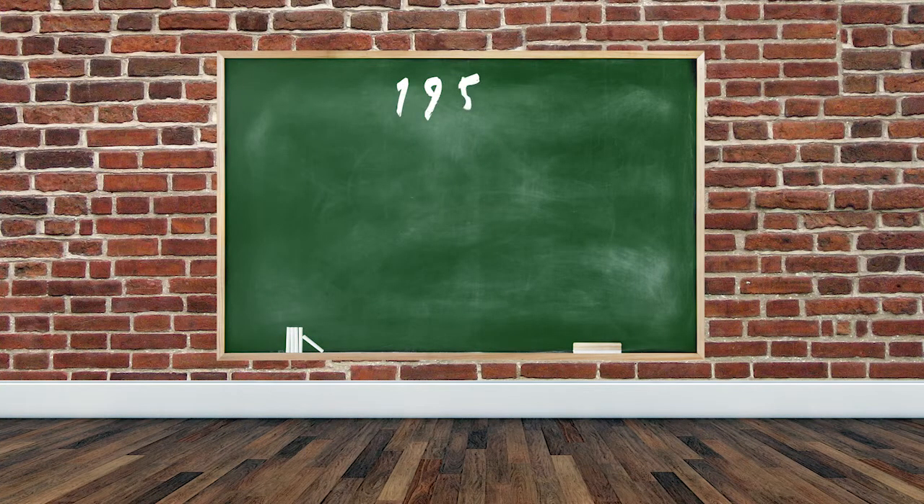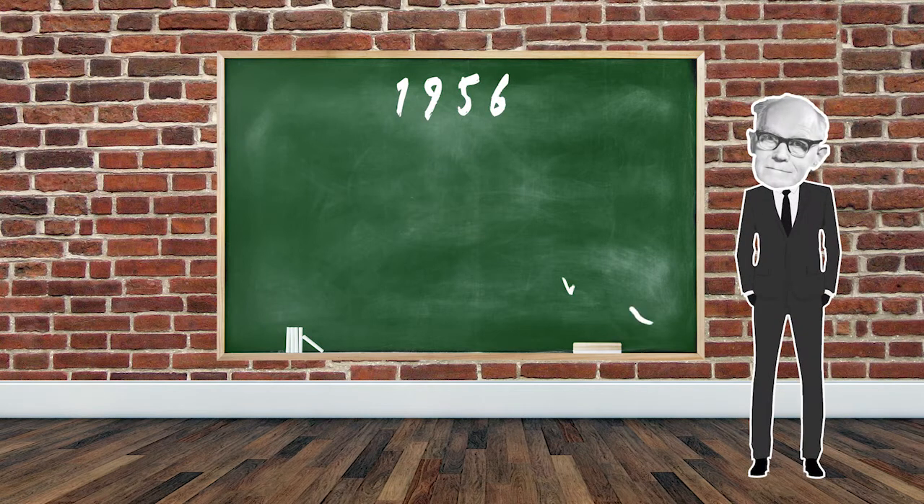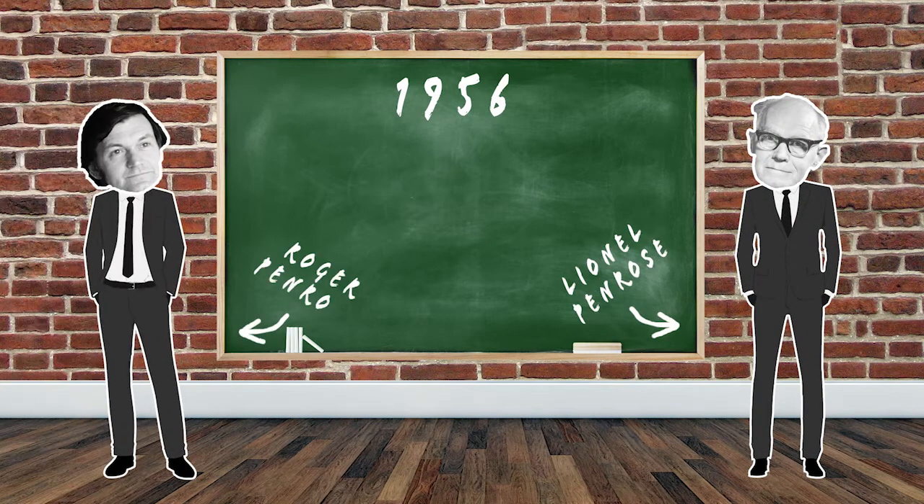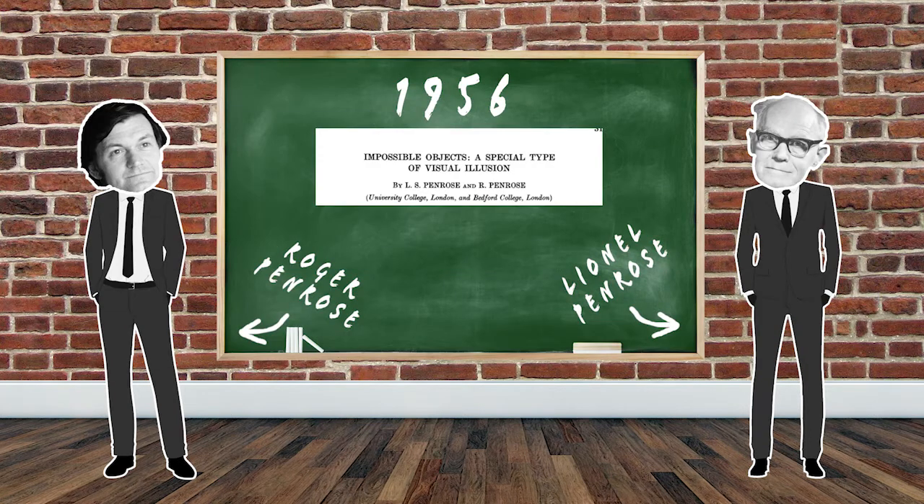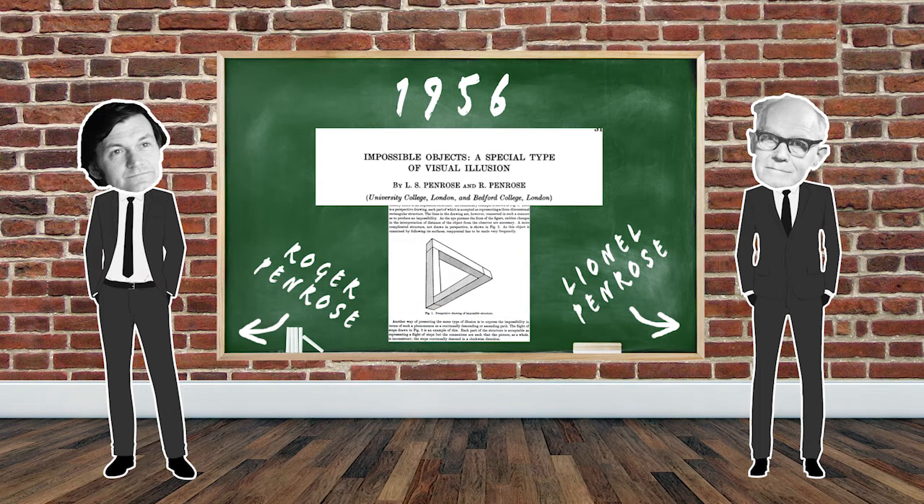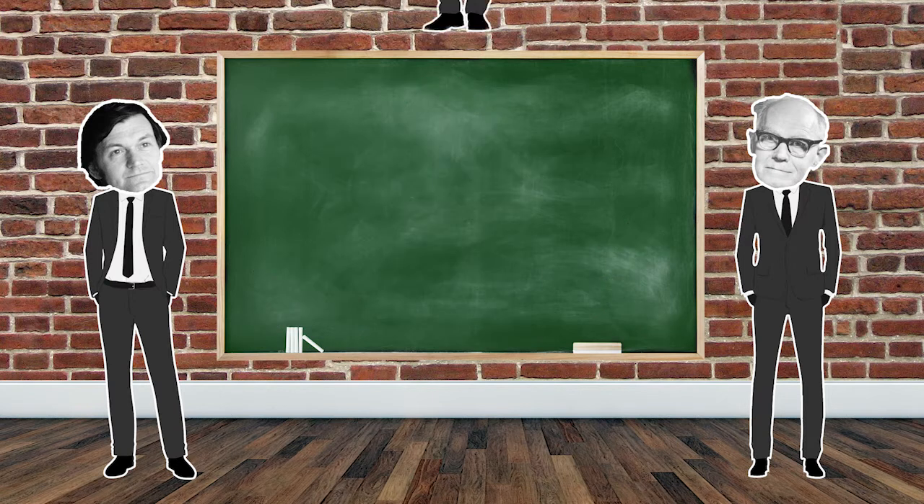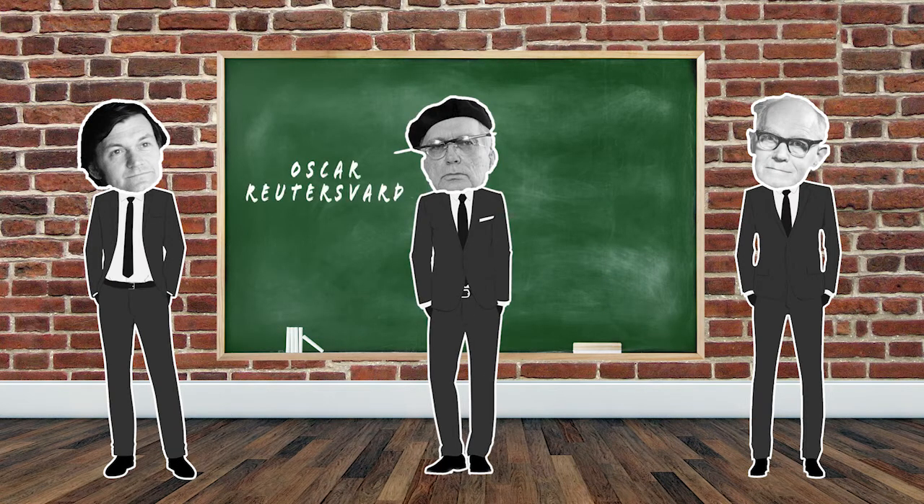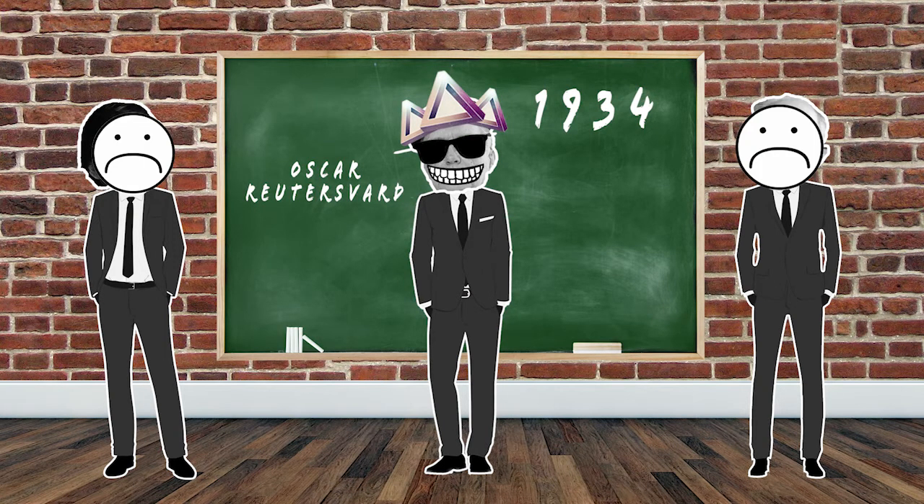In 1956, British psychiatrist Lionel Penrose and his son, mathematician Roger Penrose, submitted a short article to the British Journal of Psychology titled Impossible Objects, a Special Type of Visual Illusion. This was illustrated with the Penrose triangle and Penrose stairs. However, Swedish artist Oskar Reuterswärd was one of the first to design impossible objects. In 1934, he drew the Penrose triangle, some years before the Penroses.